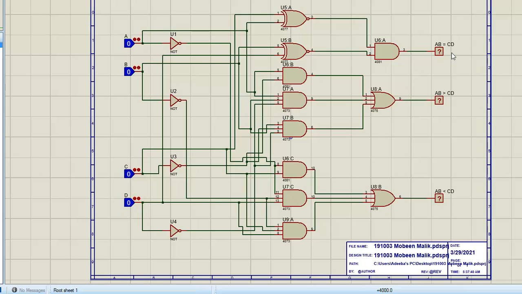If we observe the output, this logic probe will show if the numbers are equal. This will show if the number A is greater than the number B, and this will show if the number A is less than number B.